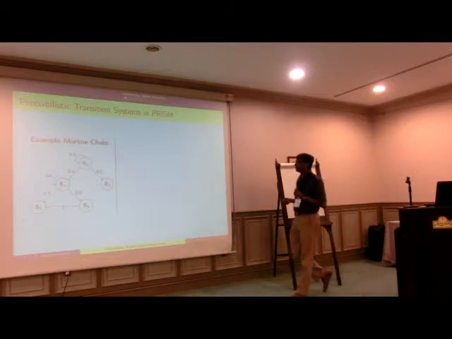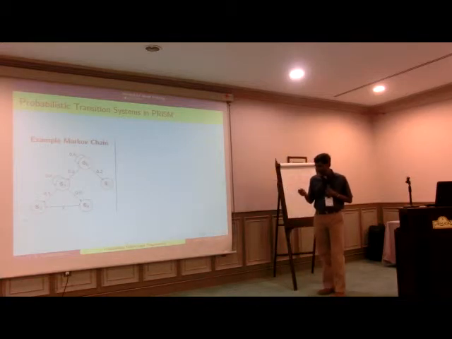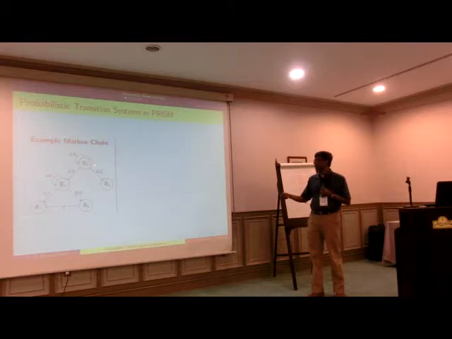So here is a simple Markov chain. There are 5 states. There are transitions. The numbers on the transitions are probabilities. So what this simply says is, with 0.5 probability from S0, you go back to S0. With 0.3 probability, you go to S1. With 0.2 probability, you go to S2.